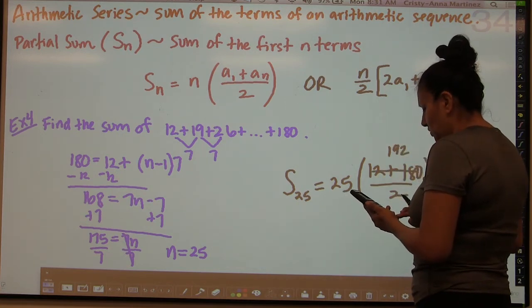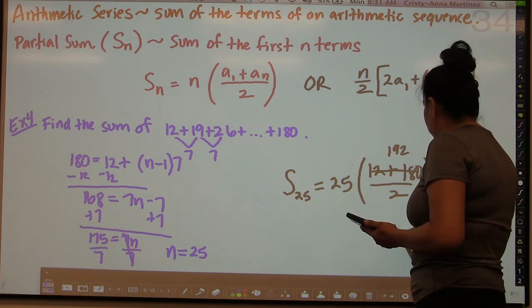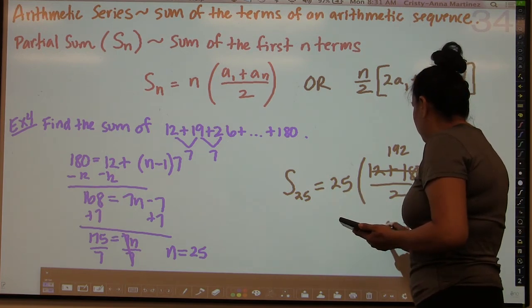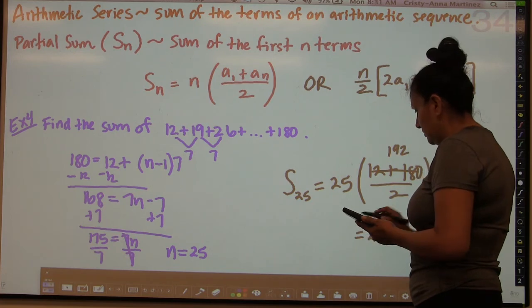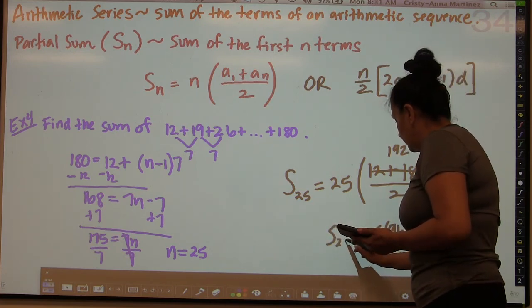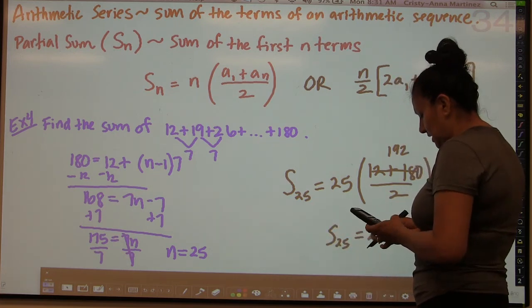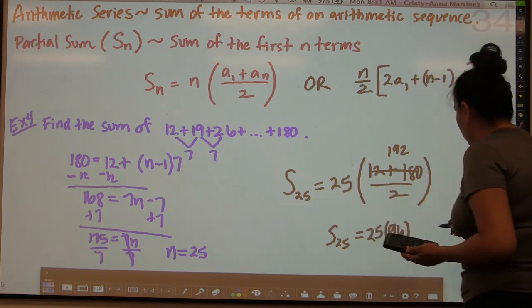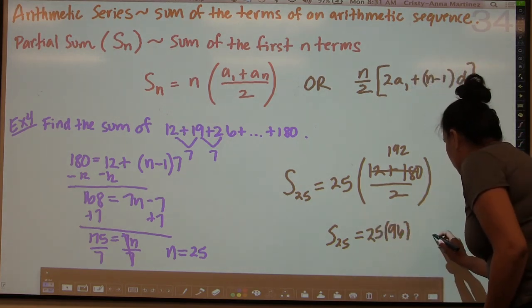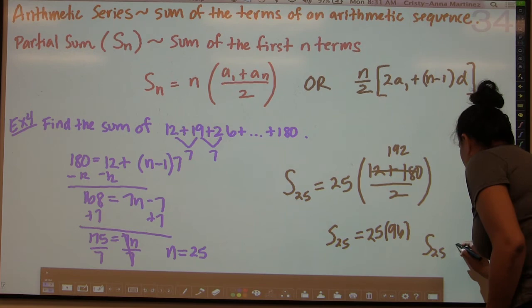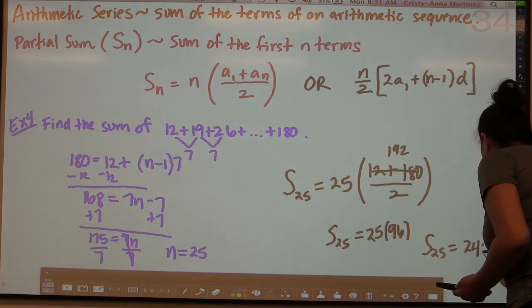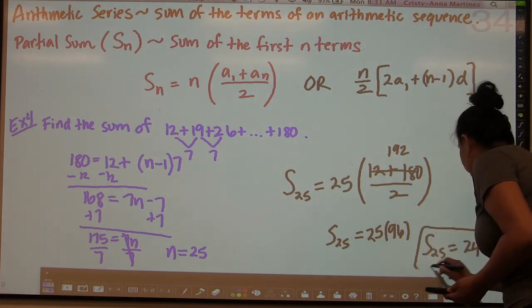192 divided by 2 is going to give us 96. And we multiply that by 25. So 96 times 25 is going to give us 2,400. So S sub 25 equals 2,400.